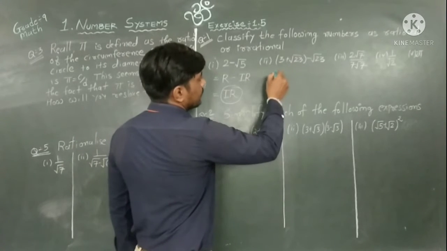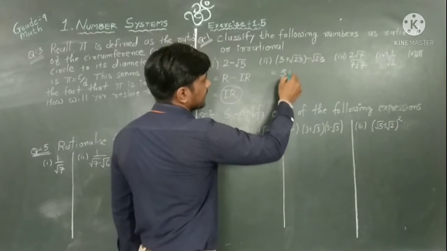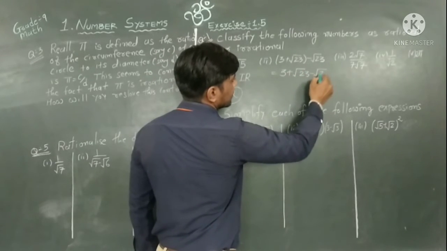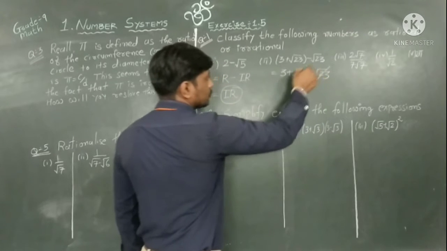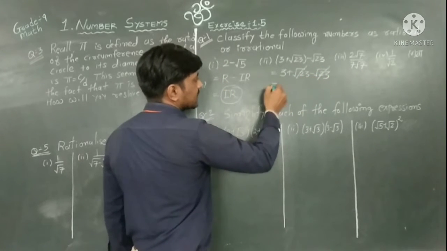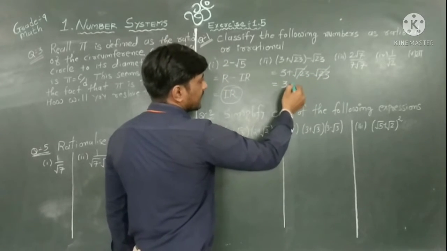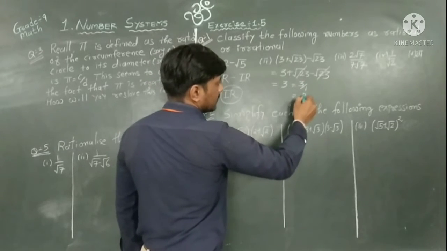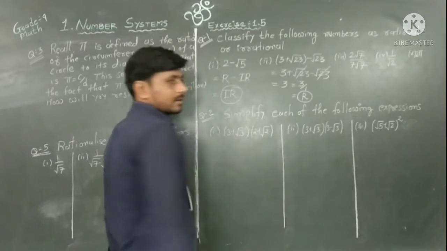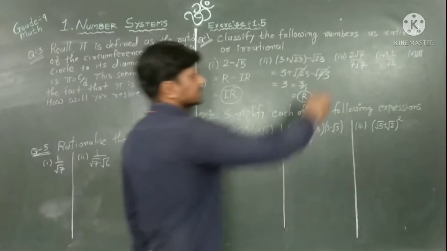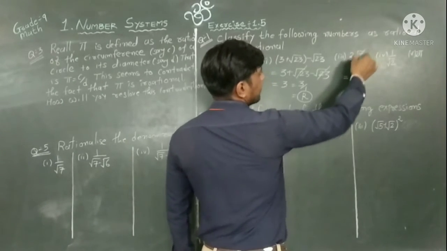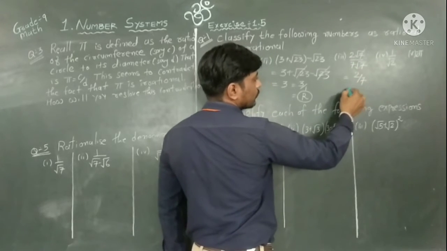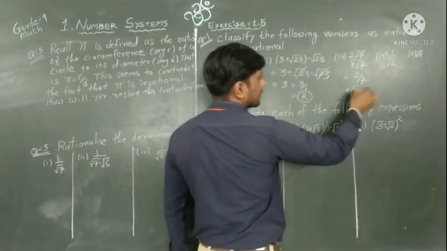Similarly, if you open this bracket, what happened? 3 plus under root 23 minus under root 23. So these two terms, positive and negative, cancel, remaining 3. And we can write 3 as 3 upon 1. That means P by Q form. That means this is a rational number. Okay. Similarly here, root 7 cancels. 2 by 7. That means again we have P by Q form. So this is a rational number.